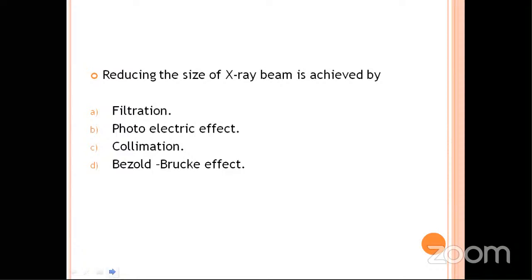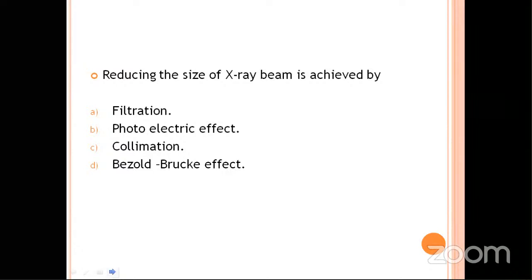Reducing the size of the X-ray beam is achieved by filtration, photoelectric effect, collimation, or the Benzold-Brook effect. Reduction of the size is mainly by means of collimation. Collimation means that however large your X-ray beam is, you reduce it and collimate it to the size of the particular region you need to image. Filtration is where you remove the low energy X-ray photons. Photoelectric effect is related to the interaction of X-rays with matter: photoelectric effect, Compton effect, and coherent effect. Benzold-Brook effect is with respect to your rotating anode.